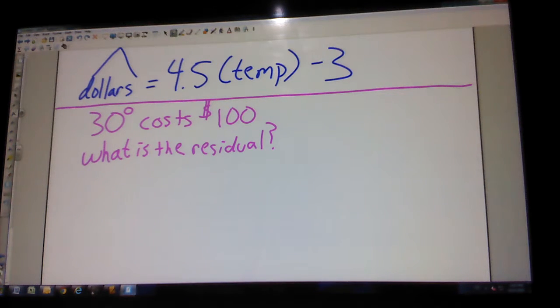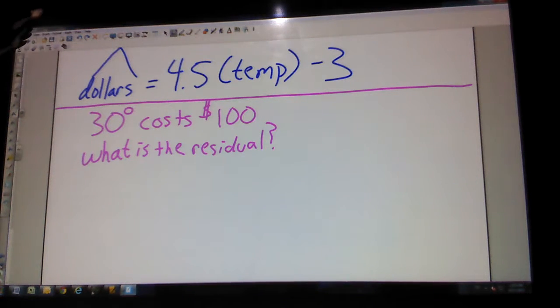AP Stats, second half of Chapter 3. In the second half of Chapter 3, we talked about residuals. The one key that I wanted to tell you about residuals and remind you is how to calculate a residual.